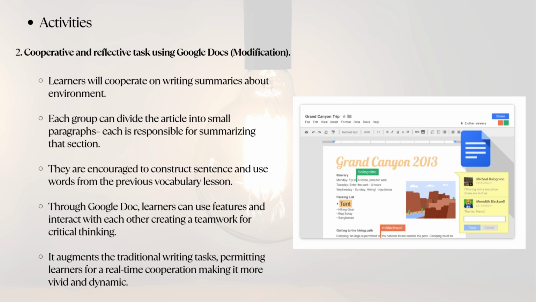critical thinking. And at the end, the students are not only encouraged to use writing to reflect their thoughts about reading these ideas, but also to share and exchange their insights with others in the class. When we consider the SAMR model, we see that this technology augments the traditional writing task, and it allows learners real-time cooperation, making the environment more dynamic.